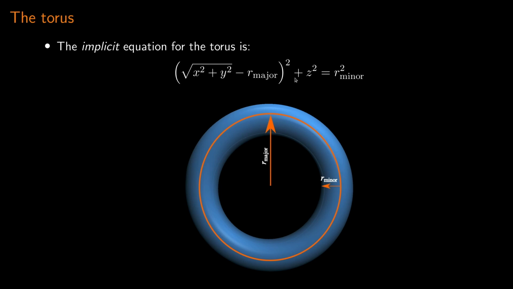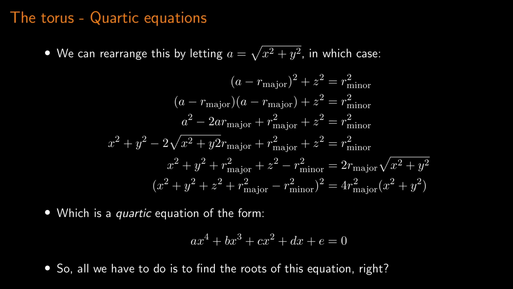I'm not going to go over the derivation of that in any way. Let's just for now take that as a given. There are plenty of resources on the web that talk about that if you want to know more. So now we can rearrange that equation. If we let a equal the square root of x squared plus y squared, then we get that a minus r major all squared plus z squared is equal to r minor squared.